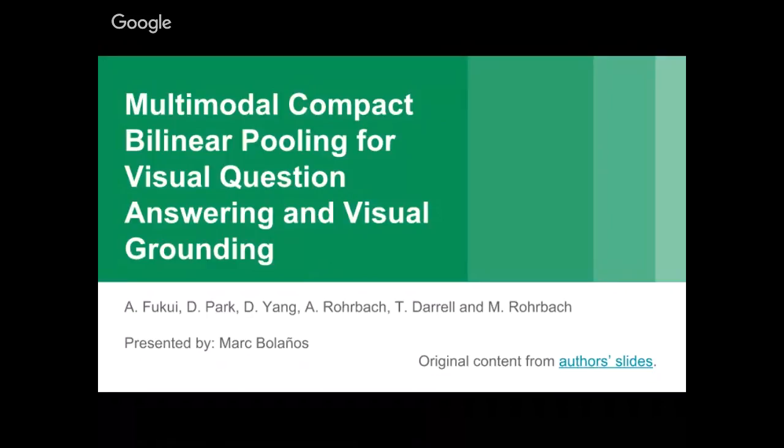Okay, good morning, everyone. I'm going to present this work titled Multimodal Compact Bilinear Pooling for Visual Question Answering and Visual Grounding. This work was presented in the VQA challenge of CVPR this year. Most of the content of this presentation is from the authors, so you can find it in this other link.